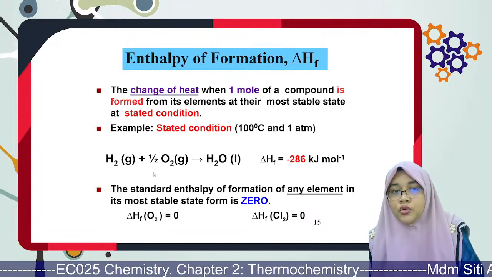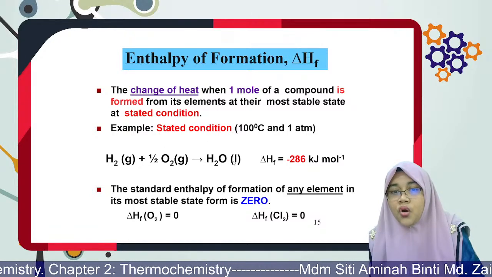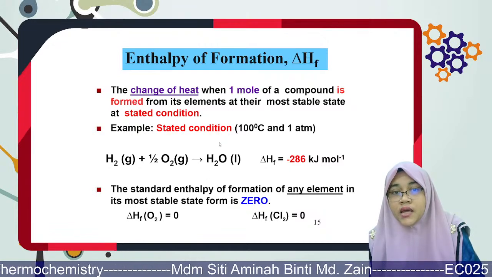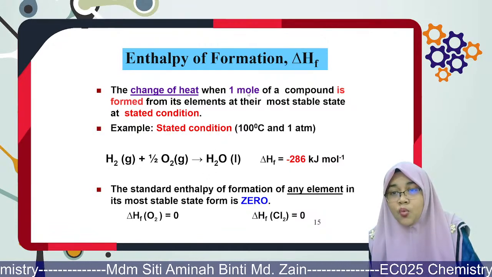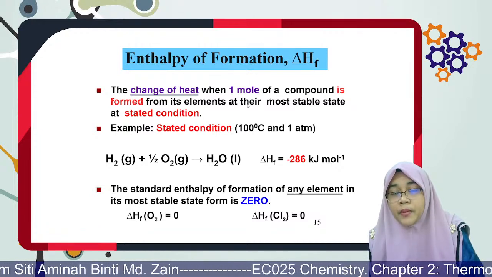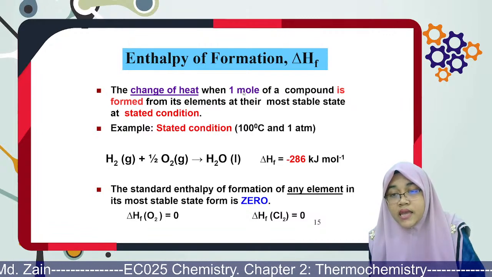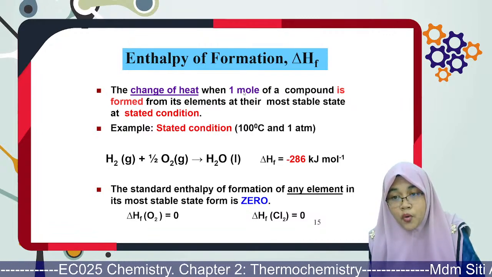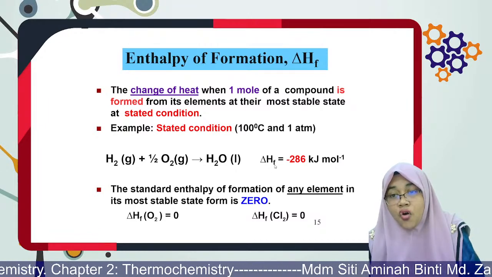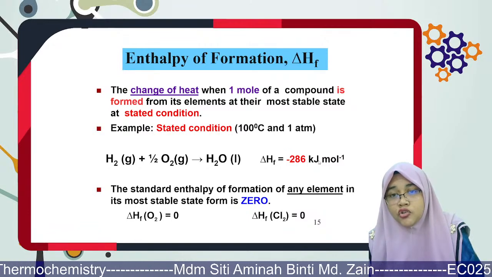So you have to put half here in order to balance with 1 mole of product. Because for enthalpy of formation, the product must be 1 mole. That's why there is this 1 mole in purple color. So 1 mole here is a product because this is the enthalpy of formation of the product. The enthalpy of formation for each 1 mole of water is negative 286 kilojoule per mole.